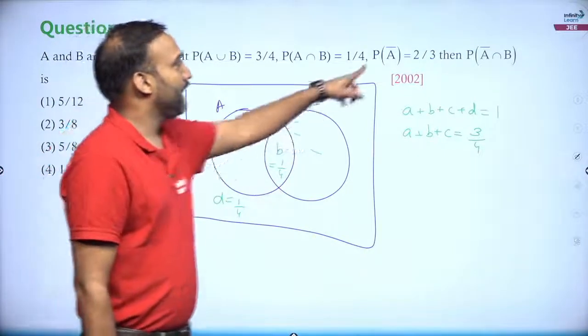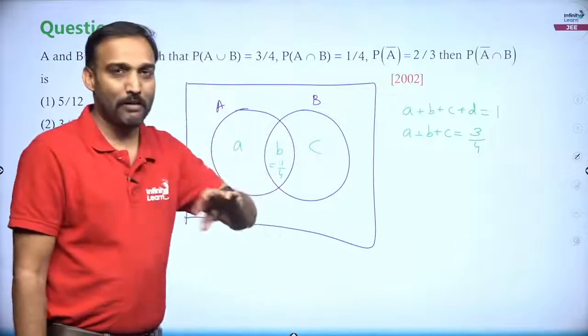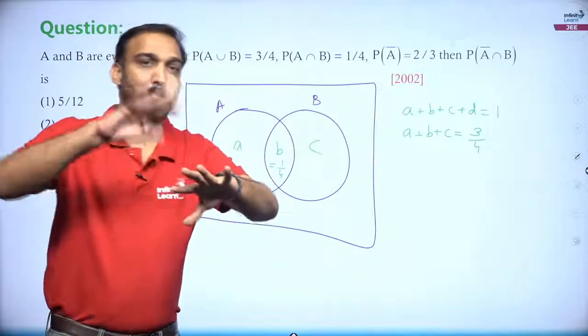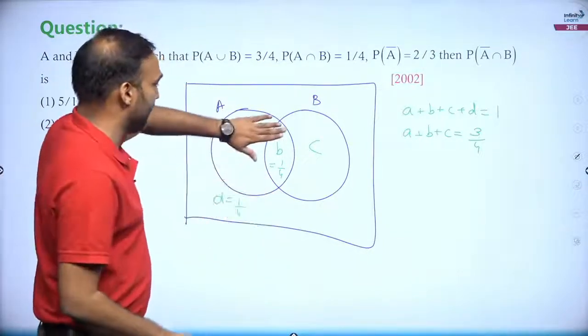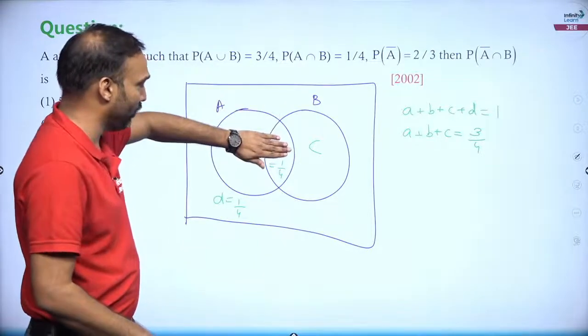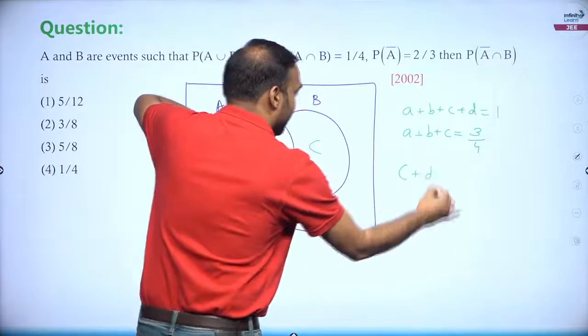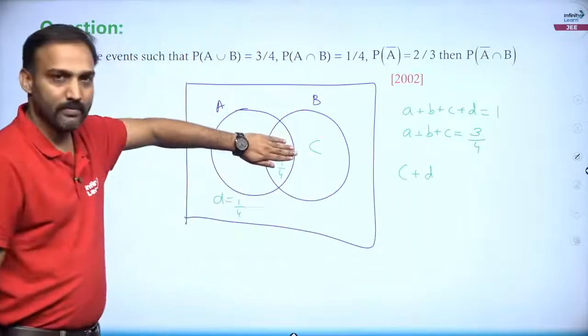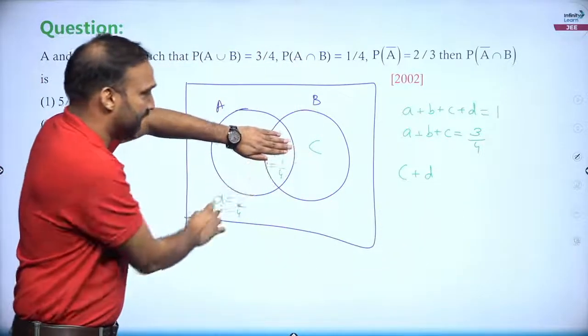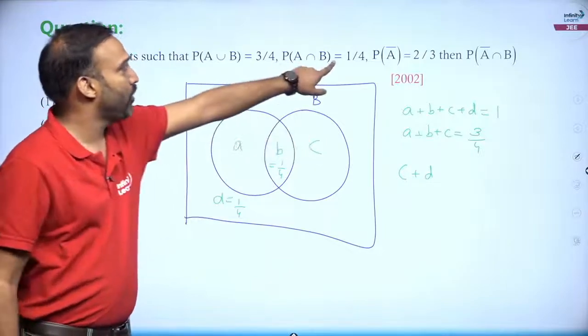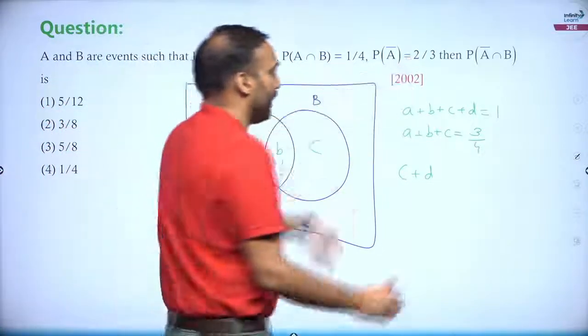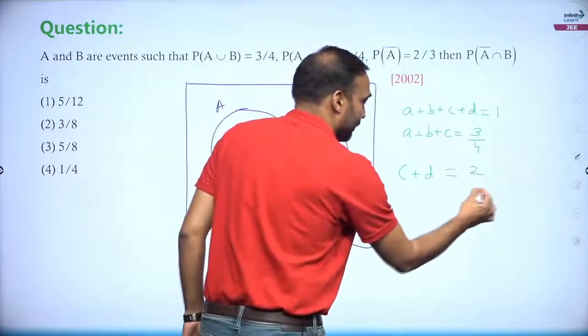So I also know what B is. A complement, what is A complement? A complement means apart from A. Now A complement, so hide A, what do you see? C and D. So I can say C and D is the probability of A complement. Agreed guys? C and D. So the sum of C and D would be how much? The probability of A complement, that is 2 by 3.